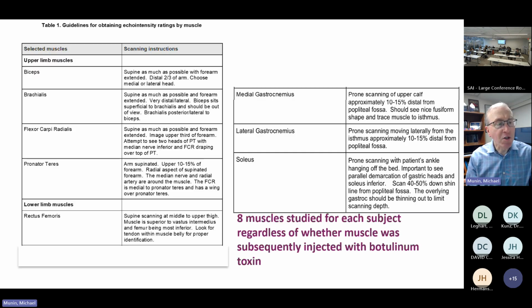So these were the muscles that we looked at for all the patients who were studied: the brachialis, FCR, peroneal arteries, rectus femoris, medial gastroc, lateral gastroc, and soleus. And what I'm showing you here to the right, we had standardized positioning for where we put the ultrasound transducer. So we tried to standardize ultrasound settings and the positioning of where the muscles were imaged to be as uniform as we could across sites.